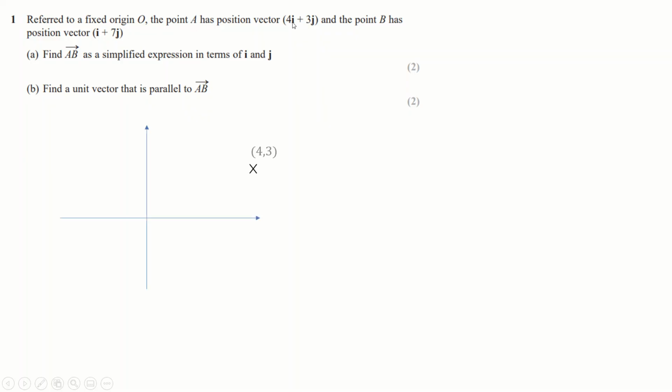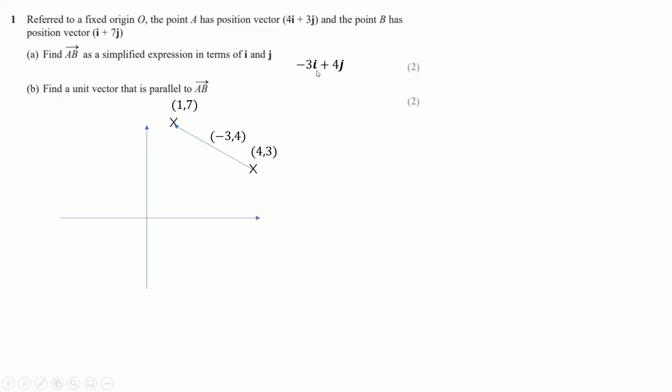I always find it helpful to draw these things. It only takes me 2 seconds. So I'm just going to draw them both. This is A, this is B, and I'm trying to go from A to B. So I'm doing this. Well, clearly I have to go -3 across and then 4 up. So the vector in terms of i and j is -3i + 4j.